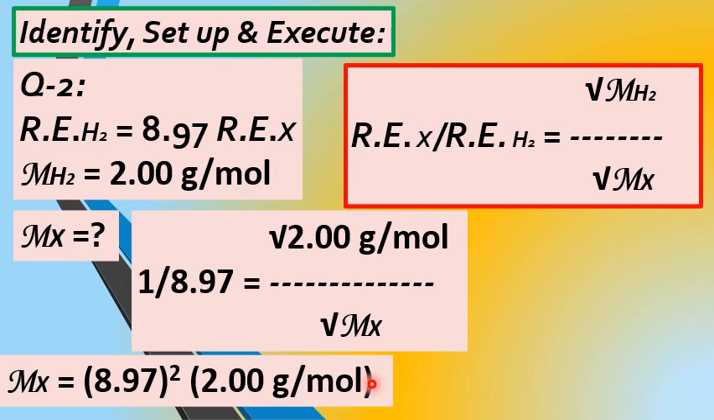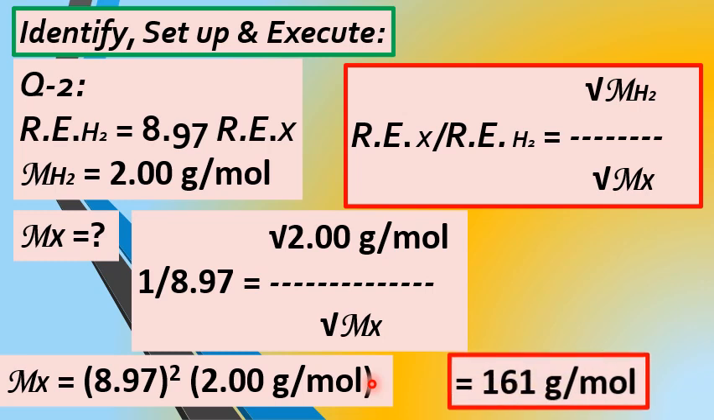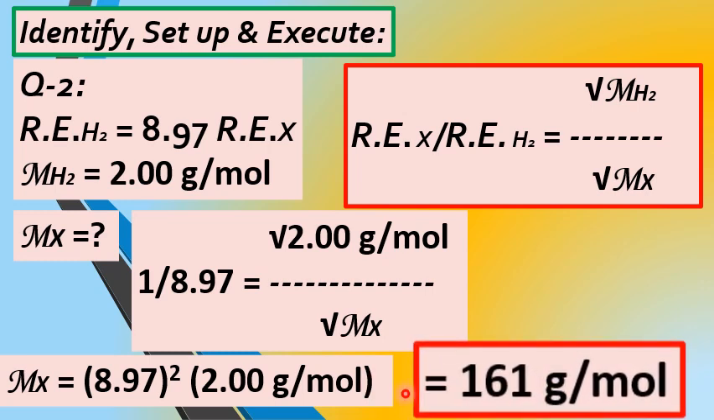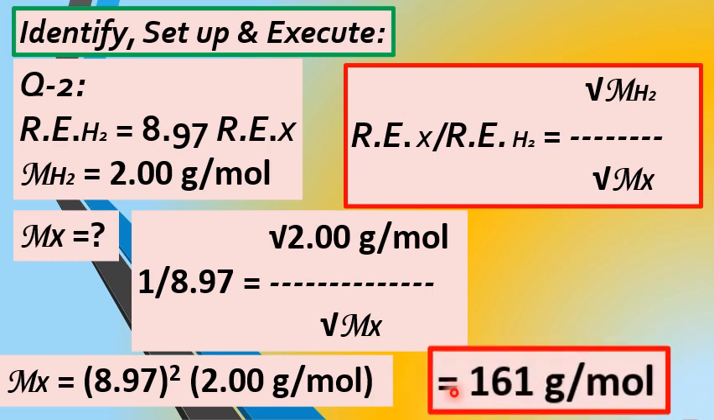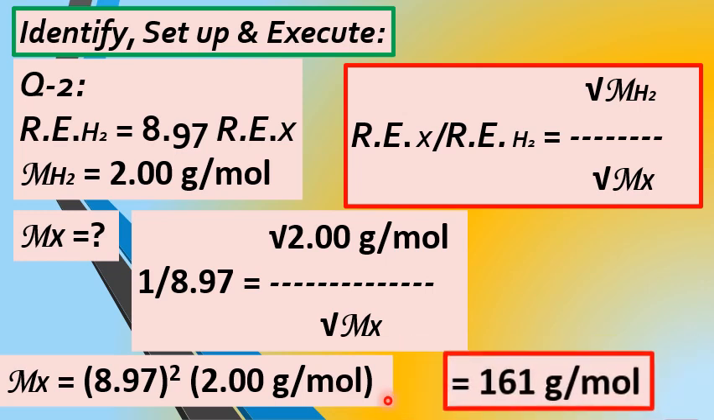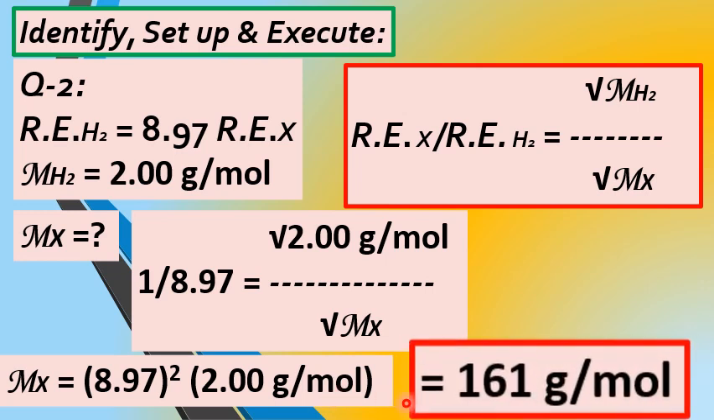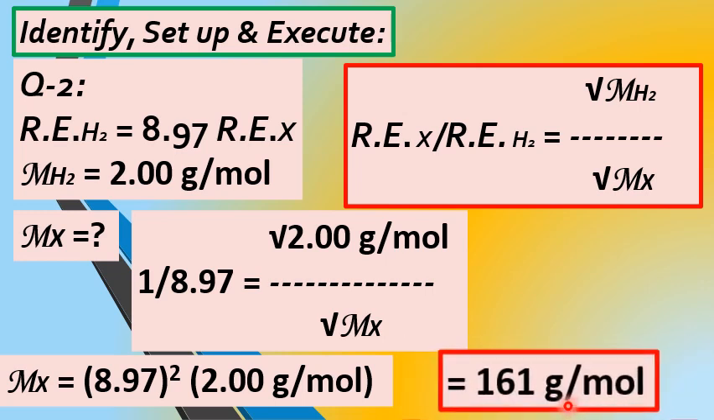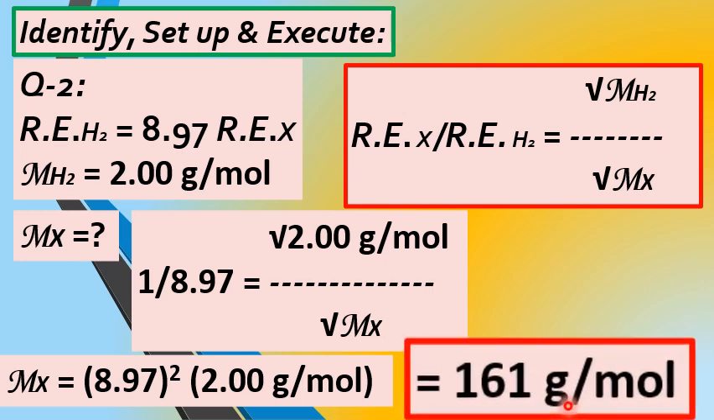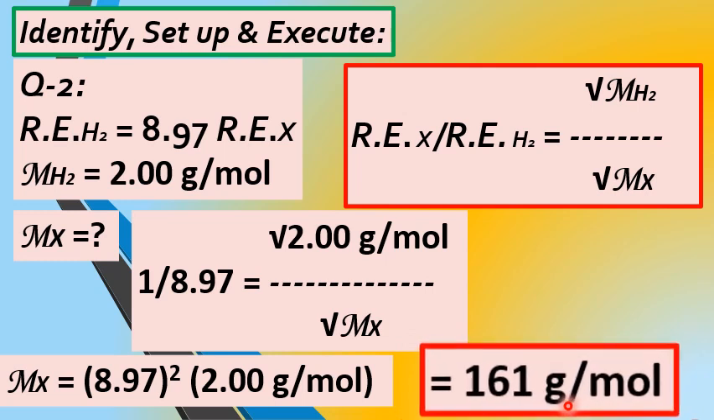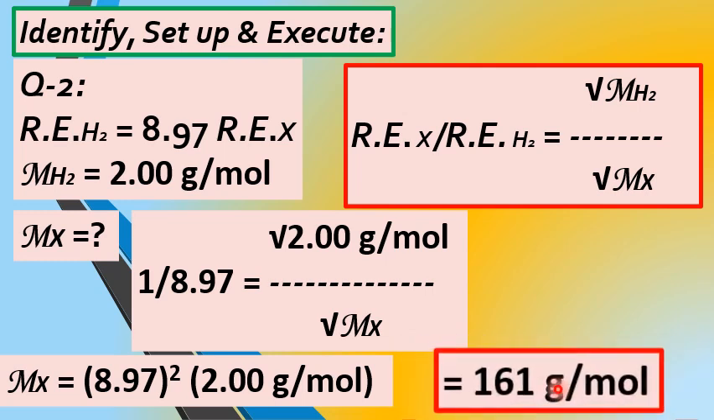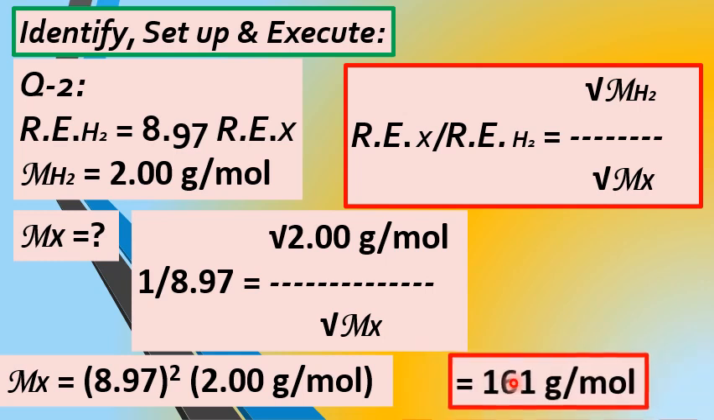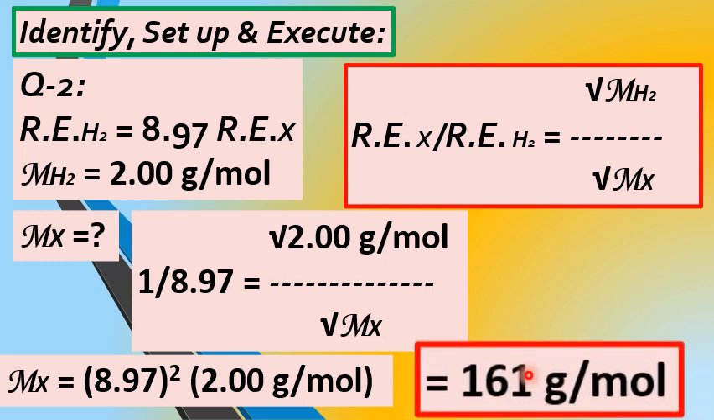So, we get as our answer the molar mass of the unknown gas equal to 161 grams per mole. Again, as expected, this is a lot greater compared to the molar mass of the hydrogen gas.